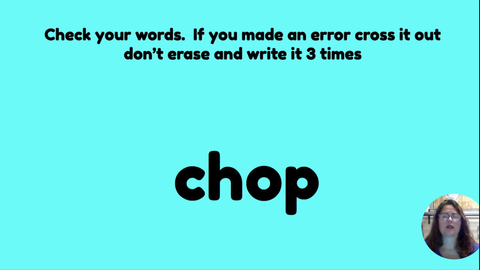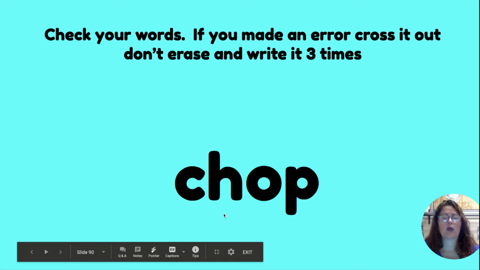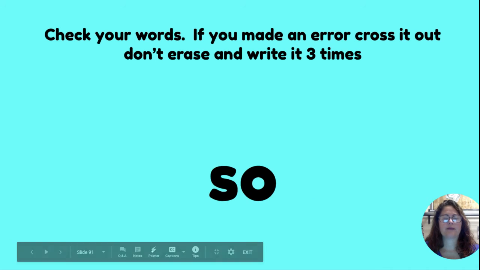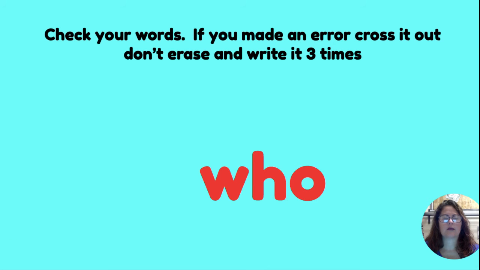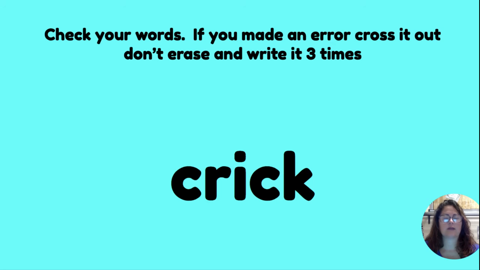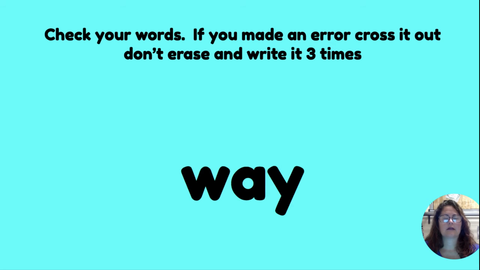Now we're going to check your words. If you made an error, cross it out. Don't erase. And write it 3 times correctly while looking at the correct version of the word. Chop. So. Who. And pause the video if you made an error and do the correction. Crick. Way.